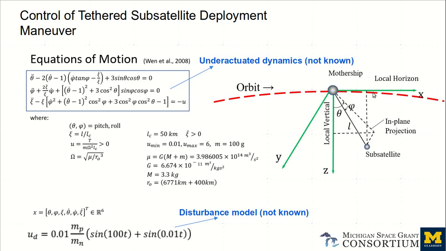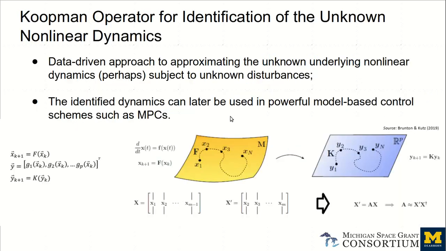In order to be able to successfully control the deployment procedure, it is important to identify these nonlinear dynamics, because if we are successful in identifying these nonlinear dynamics, then we can use powerful model-based control techniques such as model predictive controllers that are extensively used in autonomous vehicle applications. Now, the tool that we used in this project on identifying the nonlinear dynamics of the subsatellite deployment maneuver was based on using Koopman operator theory.